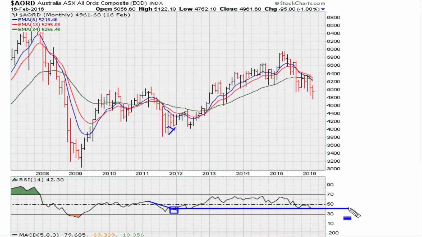Now it has not bounced yet as of mid-February, but it's coming back to test this line. The last time it tested that line was here and it held. It held here again, which is here. And now it looks like it could break or find support. So we don't know at this point.